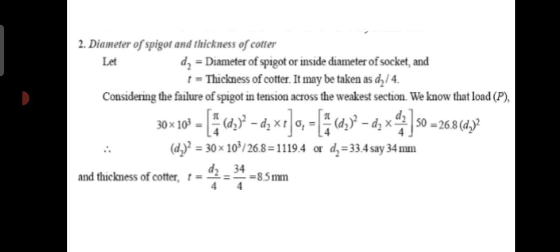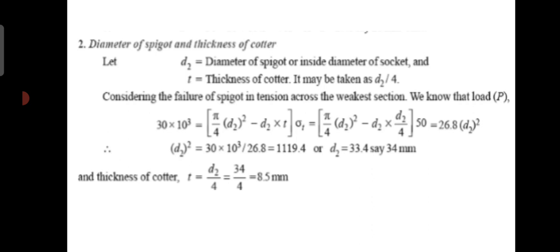Then we want to find the diameter of spigot and thickness of cotter. Let d2 equal to diameter of spigot or inside diameter of socket, and small t equal to thickness of cotter. It may be taken as d2 by 4. These procedures we already discussed in the design procedure of cotter joint.